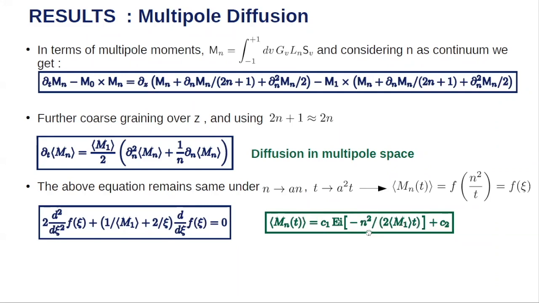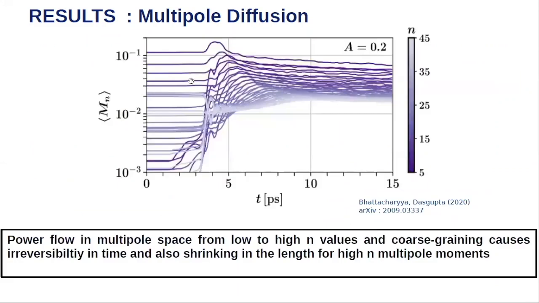and the solution looks like this. Typically, the solution shows that for large multipole moments the power flows from low values of multipole to higher multipole moments, and coarse graining of this system introduces an irreversibility in time, and as a result also a shrinking in length for high multipole moments. So there is a huge power flow from low to high multipole moments, and due to the coarse graining that we have introduced, there is also an irreversibility in time even if we started with a time-reversible equation of motion. This is an important result: it explains why there is an irreversibility in the system and how the power flows between different multipole moments.